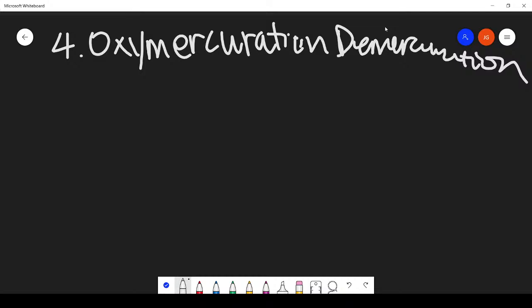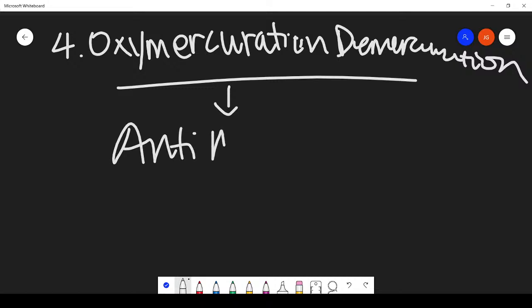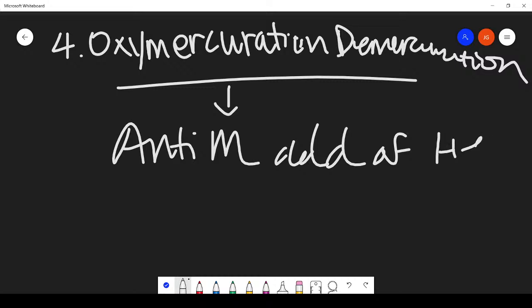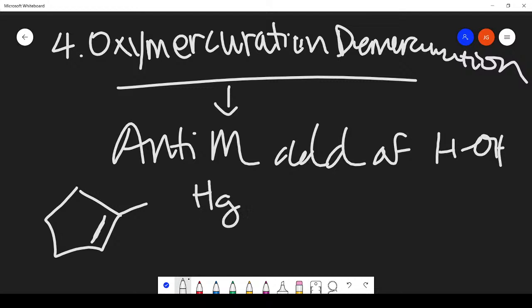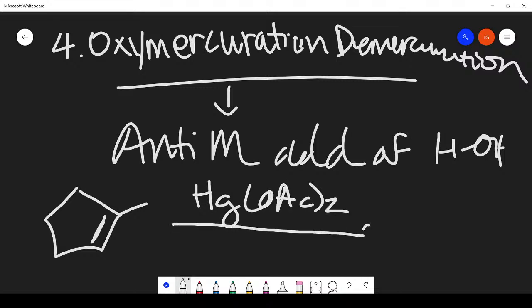Anyway, let's finish this. Long story short, this will get you your anti-Markovnikov addition of H and OH. And the way it's going to do that is you're going to have, let's say we have this alkene. Remember that this is an alkene right here. We have to use a series of reagents to get this step. The first is going to be, oh god, mercuric acetate, right?